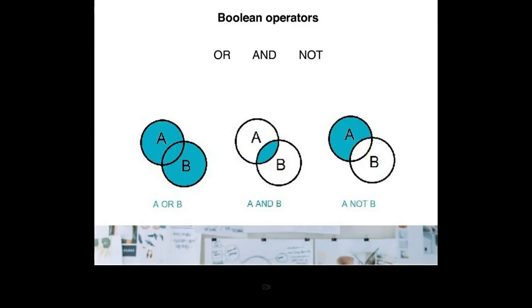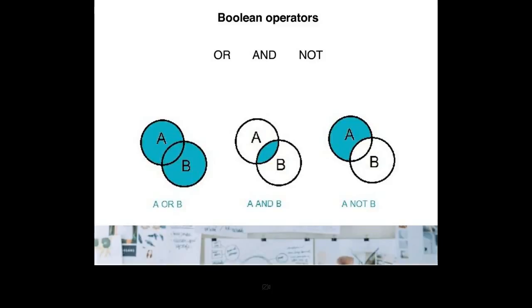Just to remind you how the Boolean operators work, it's important because we will use them further. Okay, we have the or, the and, the not operator. The or modifier is generally used to join similar, equivalent concepts. In other words, different terms that mean the same thing.